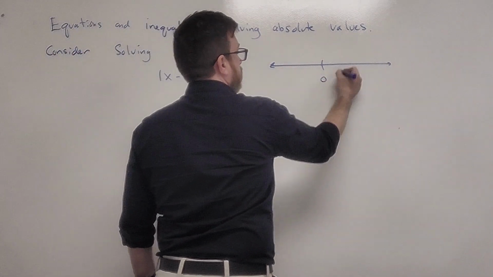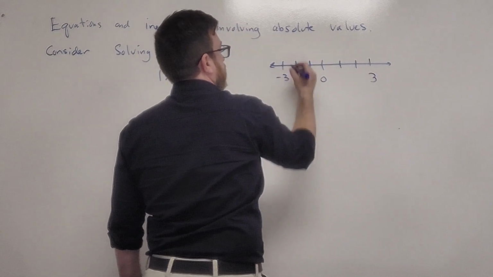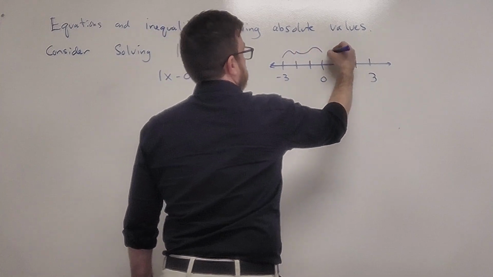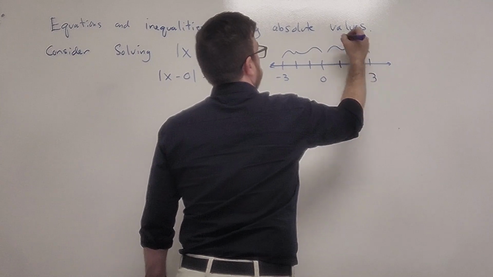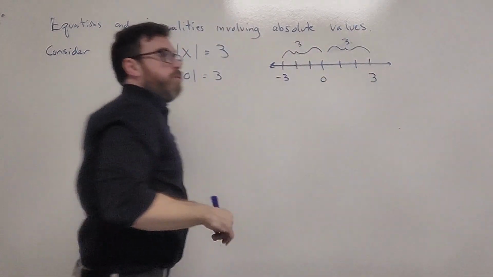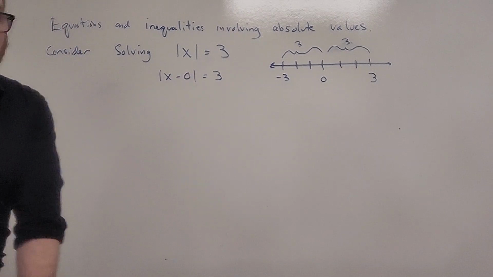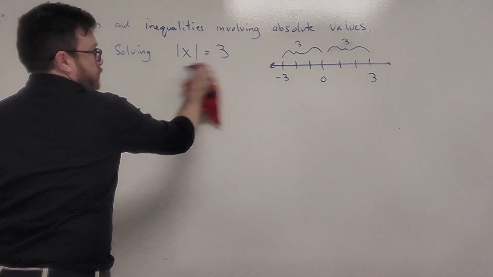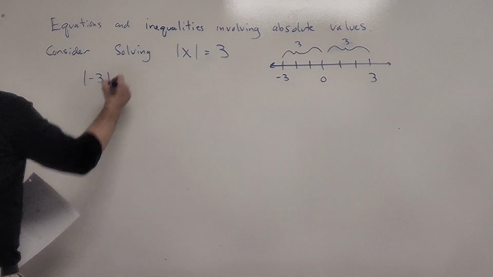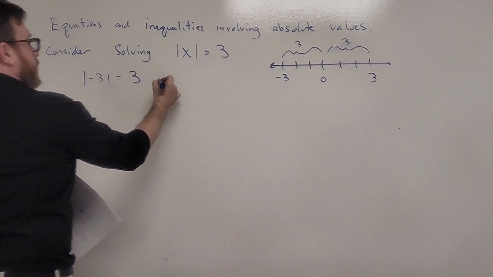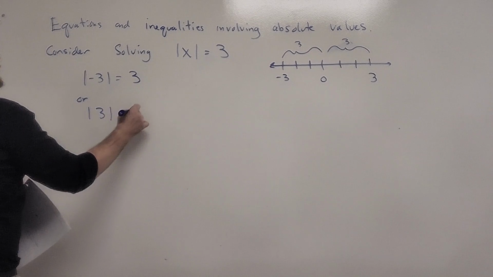So if I have 0 over here, I have 3 on this side. I also have negative 3 on this side. So the distance in both cases, the x values 3 and negative 3, are a distance of 3 away. When you ask this question, you're figuring out what x values would make that true. So the absolute value of negative 3 is equal to 3, or I should say, the absolute value of 3 is equal to 3.